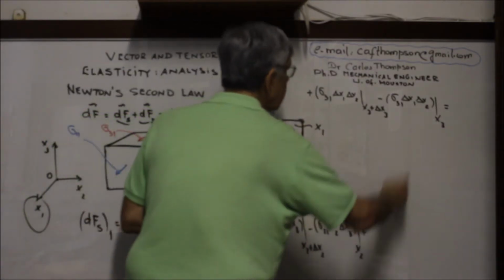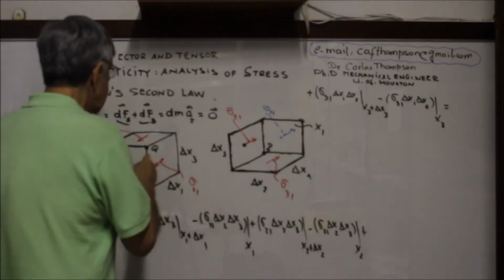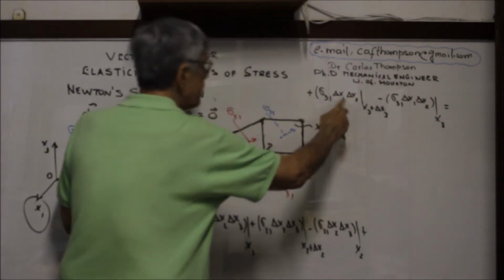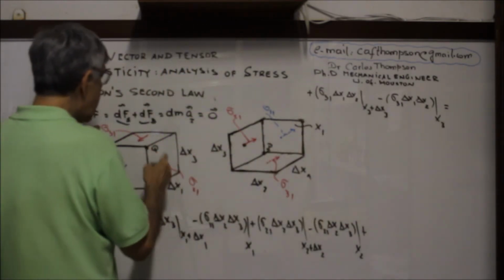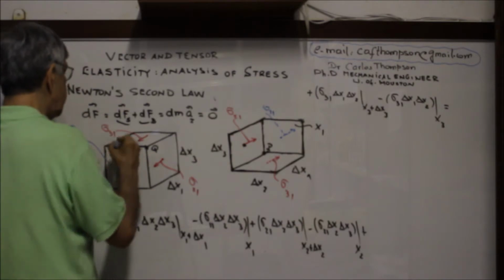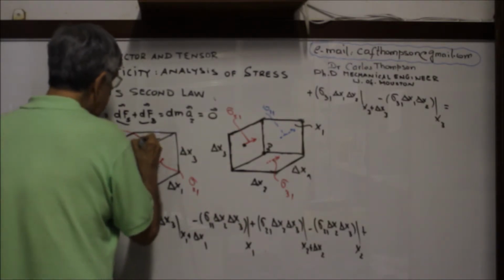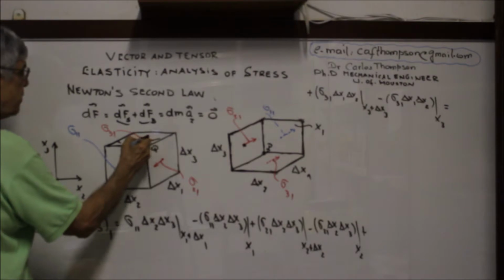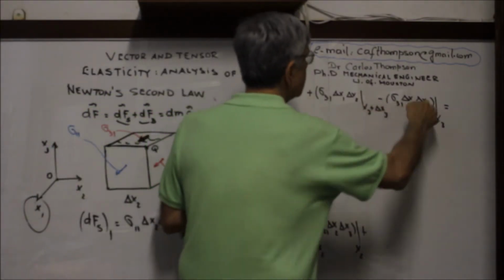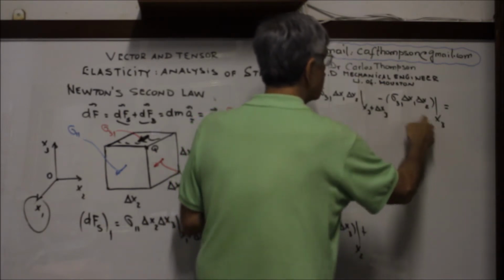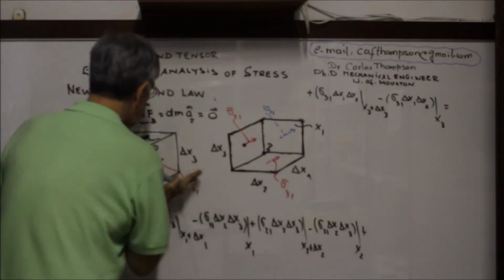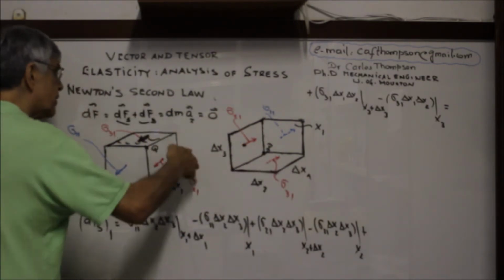Now the last 2 terms will be sigma 3,1 times the area, because this is a force. What is the area? Delta x1, delta x2. That's the area over here, and it is plus because the arrow is in the same direction as x1. Minus sigma 3,1, delta x1, delta x2, located at x3. This face is x3, and the face over here is x3 plus delta x3.